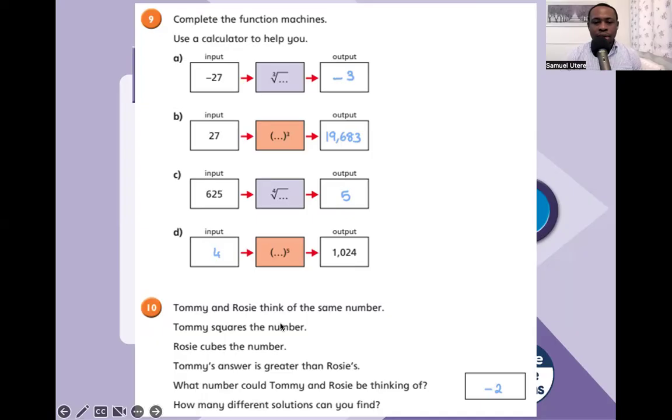So Tommy and Rosie think of the same number. Tommy squares the number. Rosie cubes the number. Tommy's answer is greater than Rosie's. What number could Tommy and Rosie be thinking of? All right, the answer is negative 2.